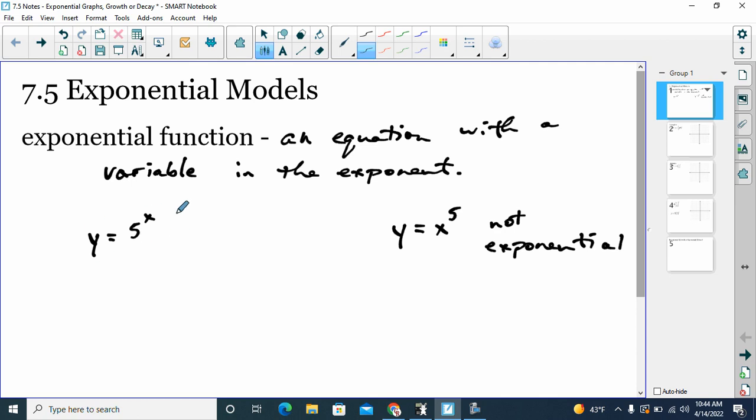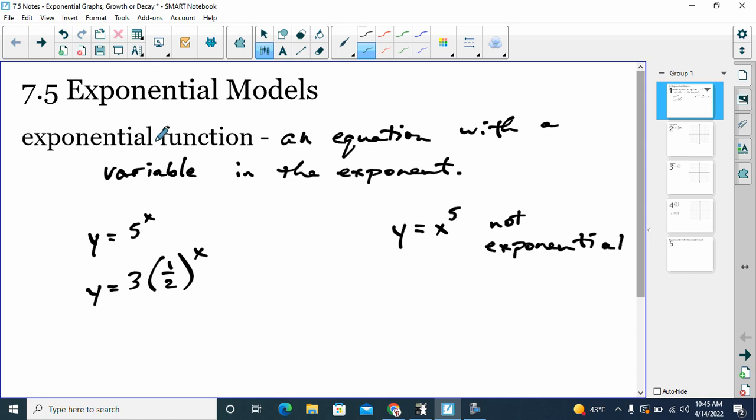This is an example of an exponential equation, and there's lots of ones that we could have. 3 times 1/2 to the x is also an exponential equation. So again, an exponential function is an equation with a variable in the exponent. These two are exponential equations because I've got x, a variable, in the exponent. One like this, even though it has an exponent, is not an exponential equation because the x is not in the exponent. It's down here as the base. This is a polynomial, which we will look at a little closer next chapter.